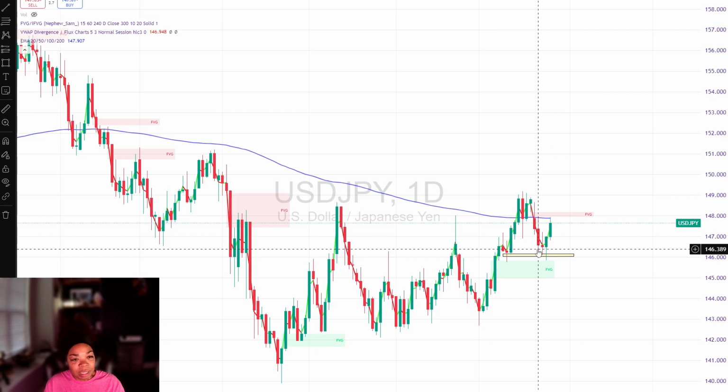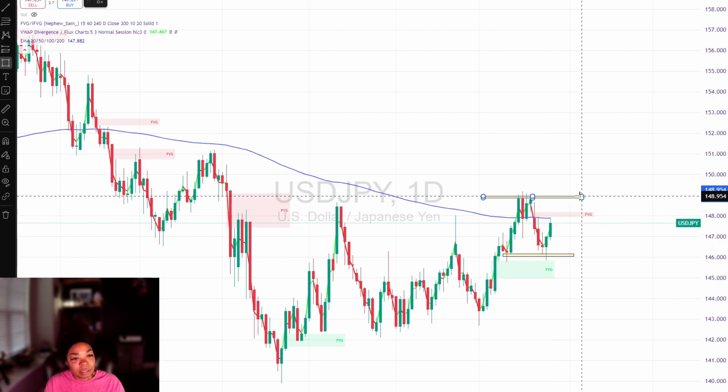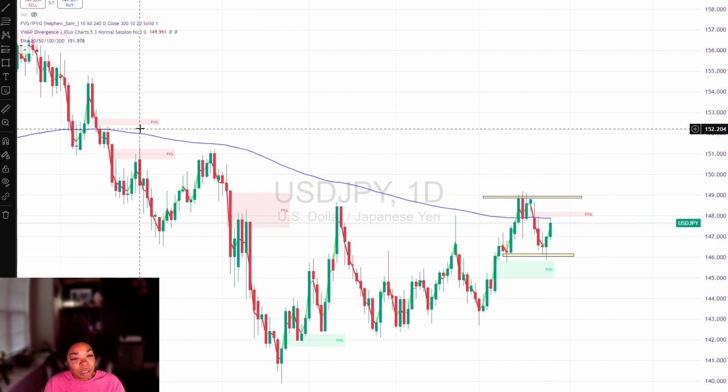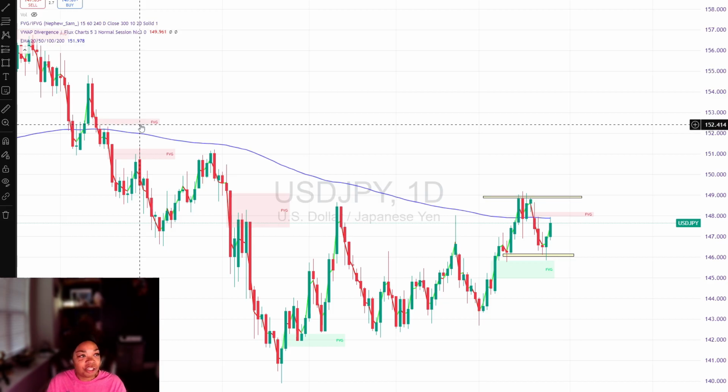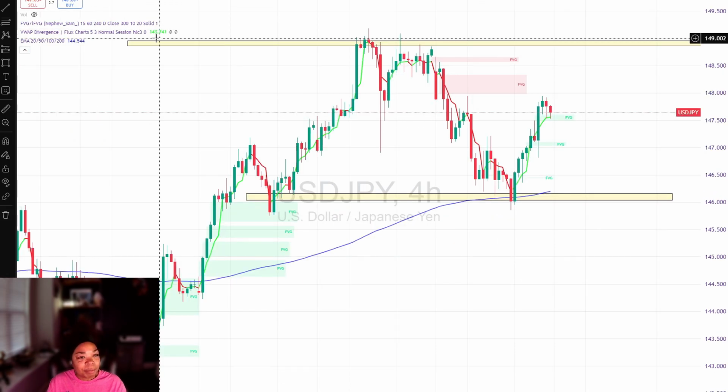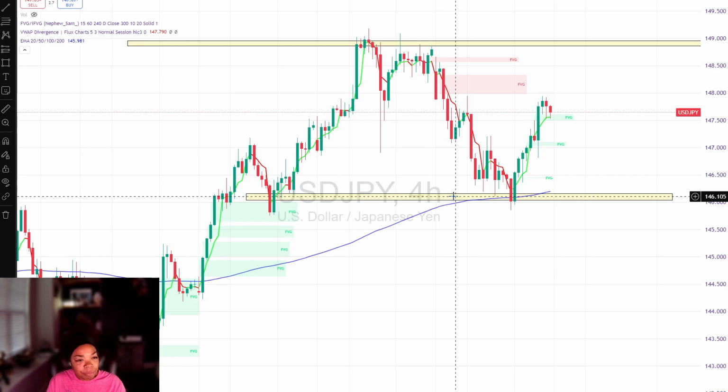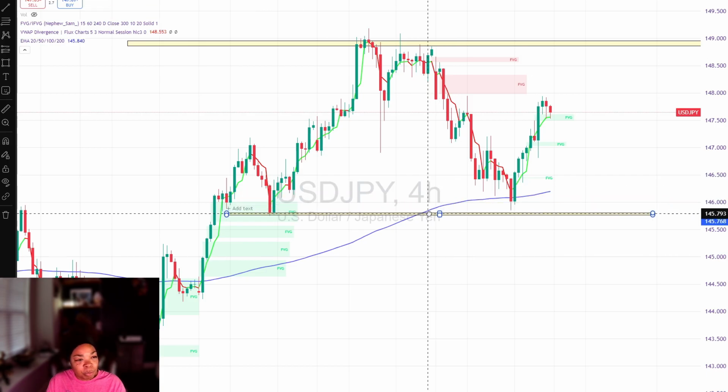It bounced off of this area here on the daily time frame, and then we'll draw our daily resistance area, which is here. On the daily time frame, if you're a swing trader or somebody who does long-term trading, slightly swing intraday type, not scalping or doing the quick stuff like we do, the daily time frame is going to give you that bias that you need. So I'll drop down to the 4-hour time frame.